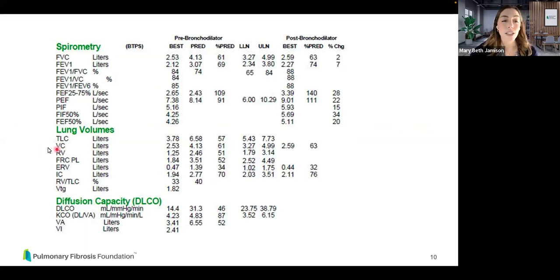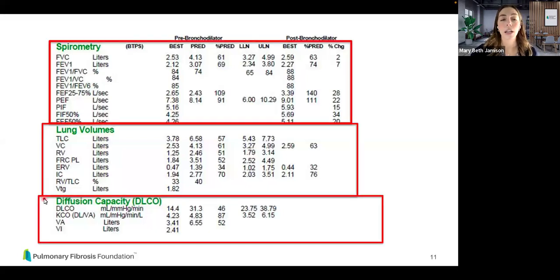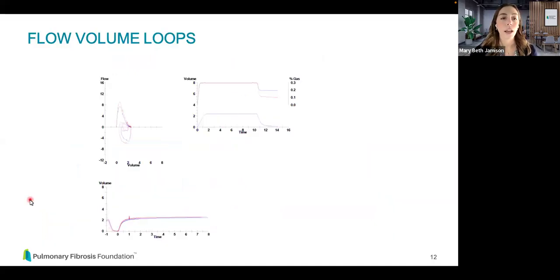You might have some of these lung volume numbers up in your spirometry. Maybe the lung volumes come first and then your spirometry comes second. But in general, the reports will have a spirometry section, a lung volume section, and a diffusion section. So we're going to break these down today in these three sections. And even still, we're going to break them down even further to take out some of these extra numbers and make it a little more simple to go through the pulmonary function test report.